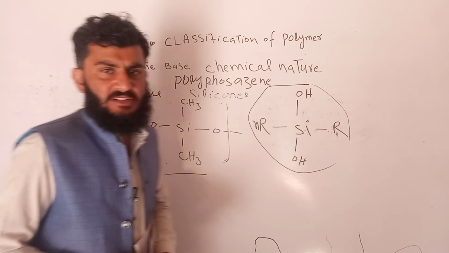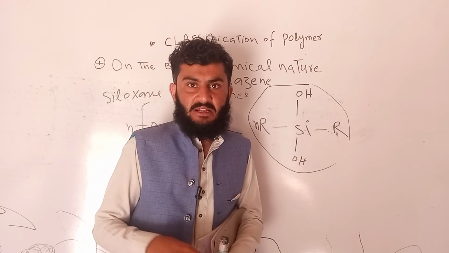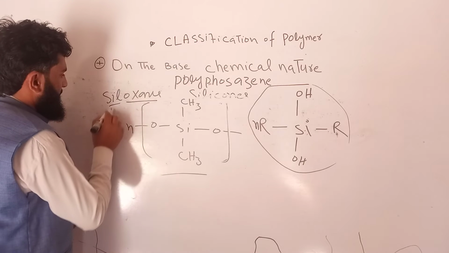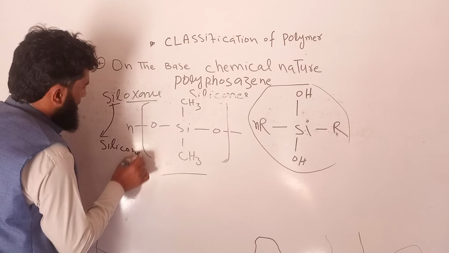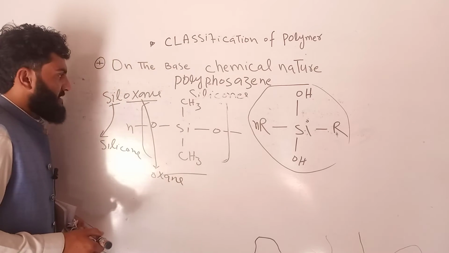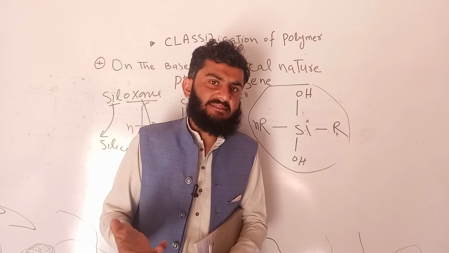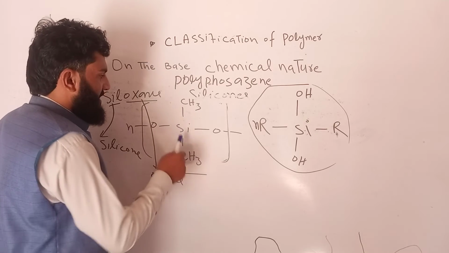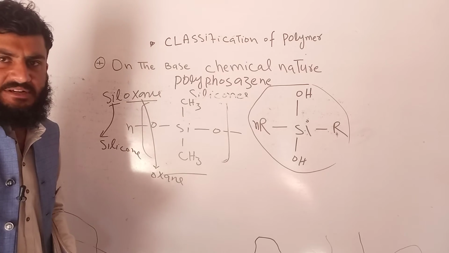It means in siloxane polymer, as the name indicates, silo and oxane. Siloxane is a polymer having silicon and also oxygen. Clear? Siloxane means polymer having silicon and oxygen also. So if you see here, silicon is also present, and silicon and oxygen are present at a time.